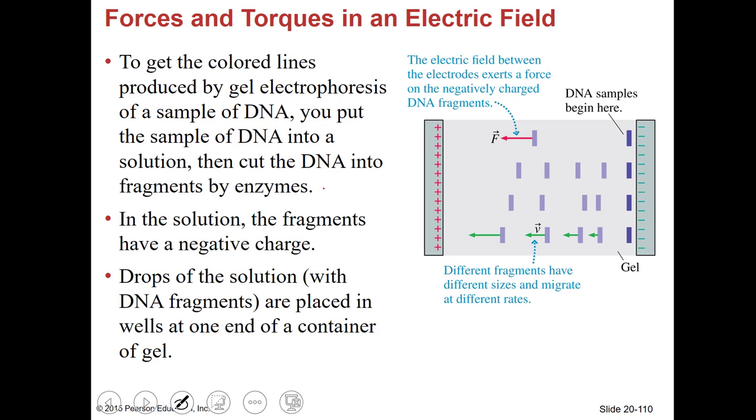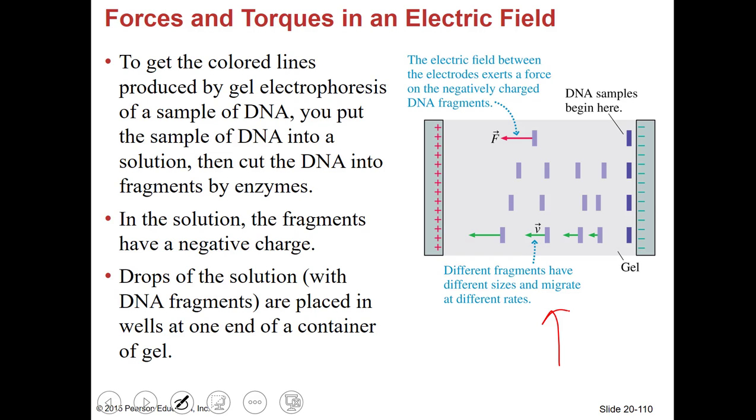Okay, and you might have done this in some other classes. To get the colored lines produced by gel electrophoresis of a DNA sample, you put the samples of DNA into the solution, then cut the DNA into fragments by enzymes, so you get pieces of DNA. In the solution, the fragments have a negative charge. So in the picture, these fragments have a negative charge. You put them in an electric field, and actually this was one of the first slides we saw in this chapter. You put them in an electric field, they're negatively charged.